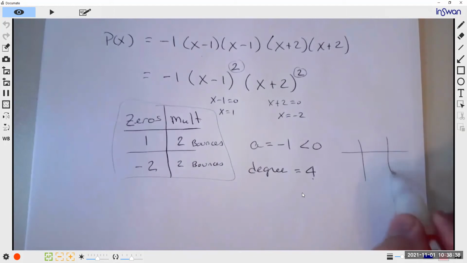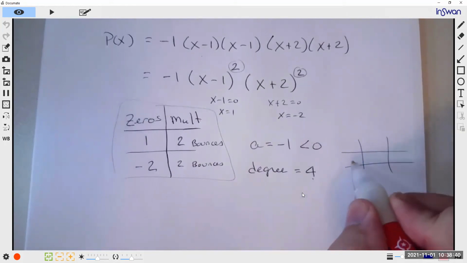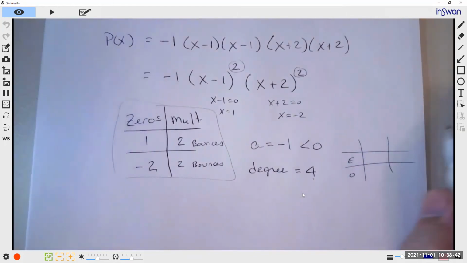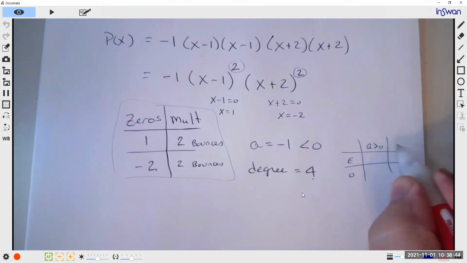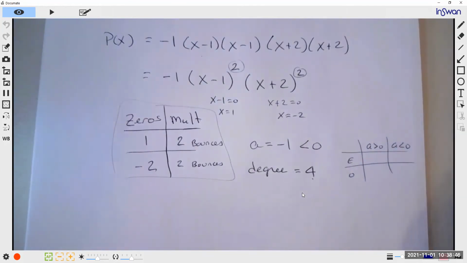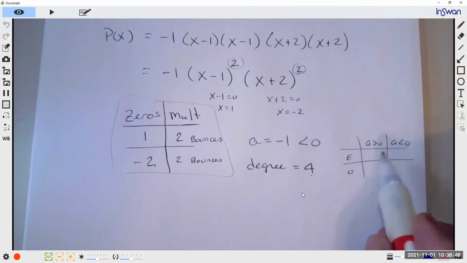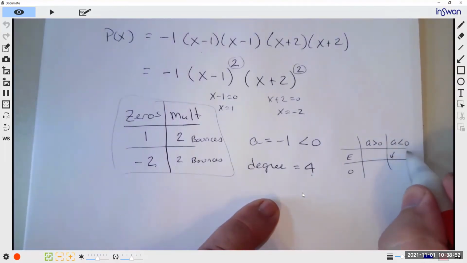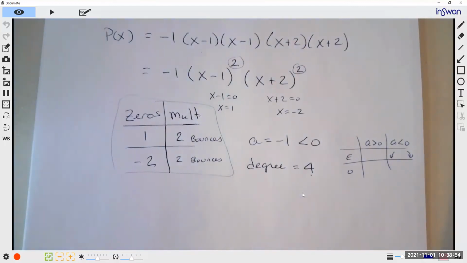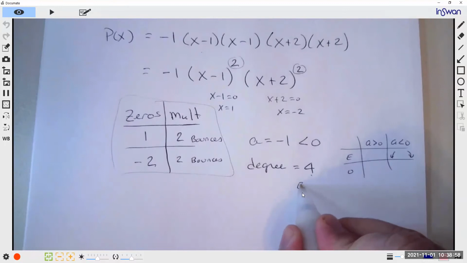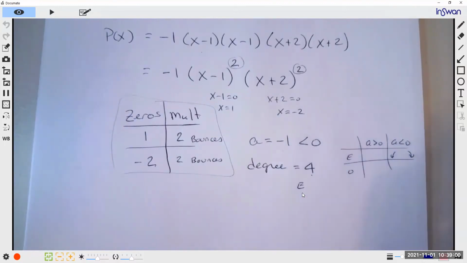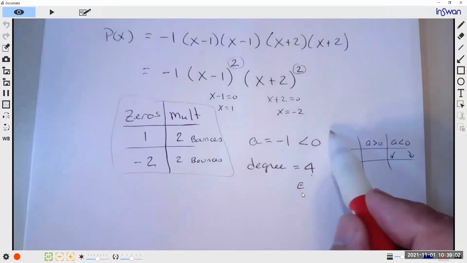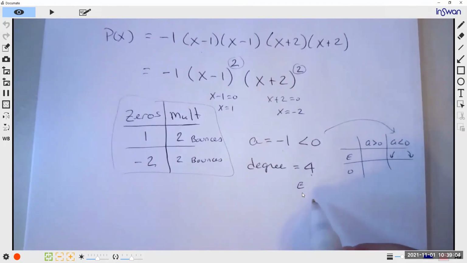Remember the little chart we had earlier? We had even and odd. A is positive, A is negative. So the degree is even, A is negative, so we know that both ends point down.